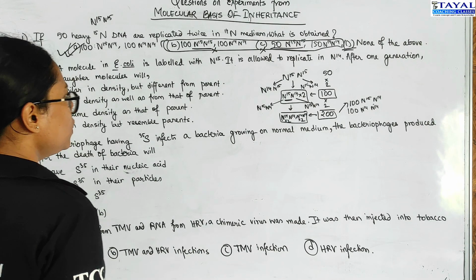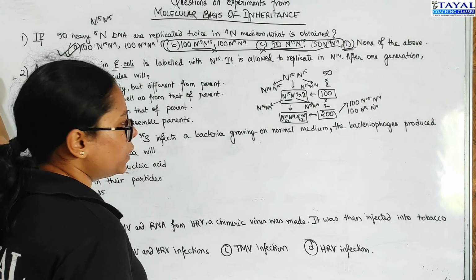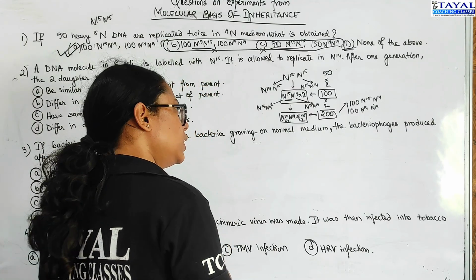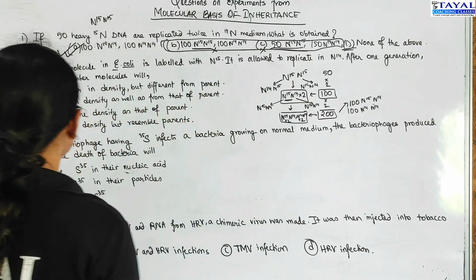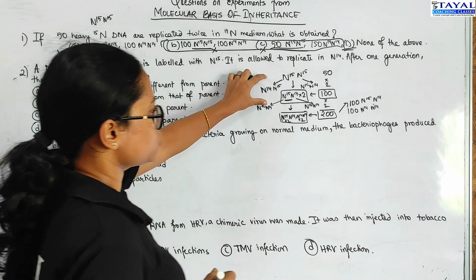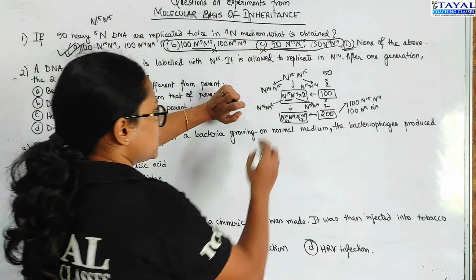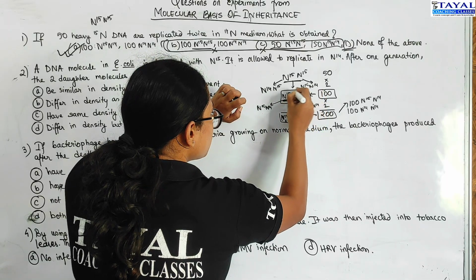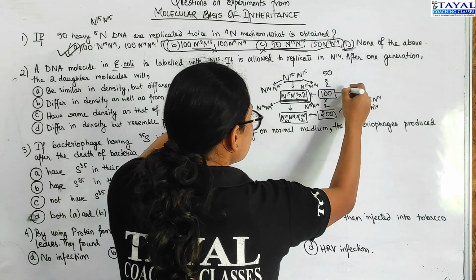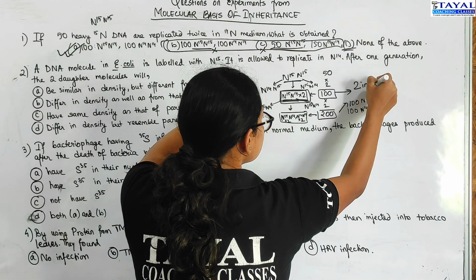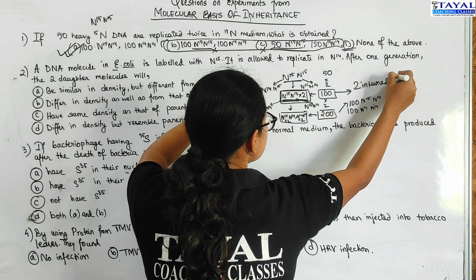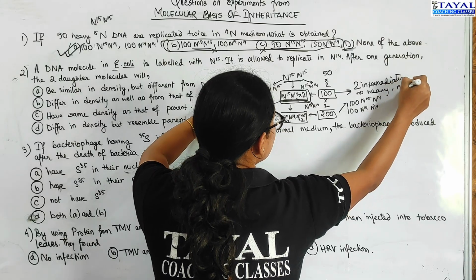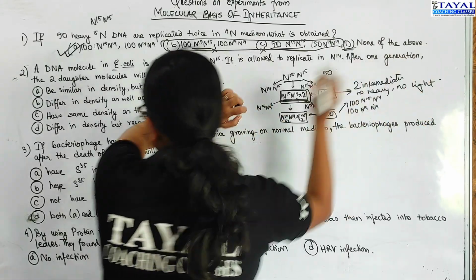A DNA molecule in E. coli is labeled with N15, right? It is allowed to replicate in N14. After 1 generation, the daughter molecules will be, let me take this one. So after one generation, this should be the case. What should be the case? You should have 2 intermediates, no heavy, no light. Now let's look at the options.